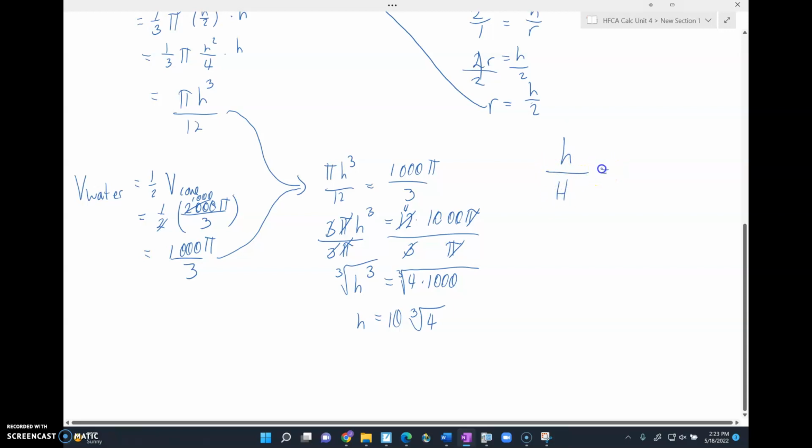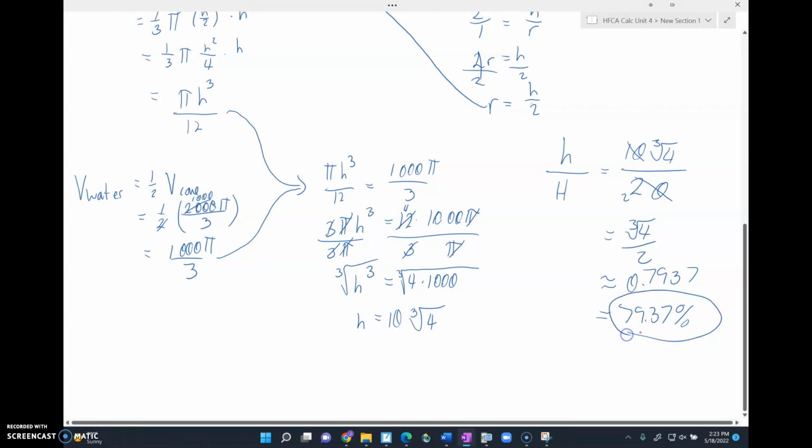So I know that the height of the water is 10 times the cube root of 4. And then in the beginning, I wrote down that the height of the cone was going to be 20. So here, 20 goes into 10 two times, and I'm left with the cube root of 4 over 2. And if you type that into your calculator, what you're going to find is that this comes out to be approximately 0.7937, which if we change that to a percent, comes out to be 79.37%. Now, we can try to figure out how to make that work with all variables. Good luck.